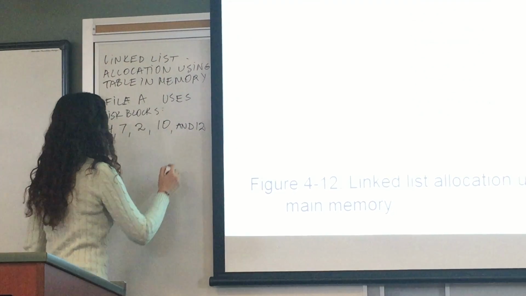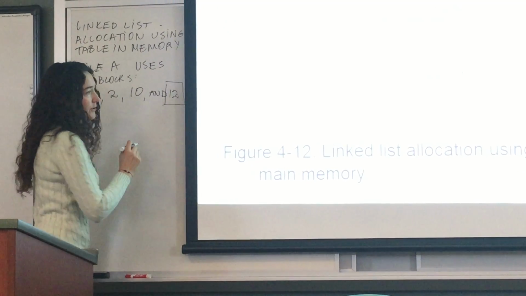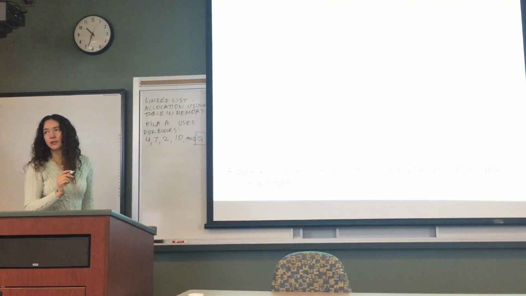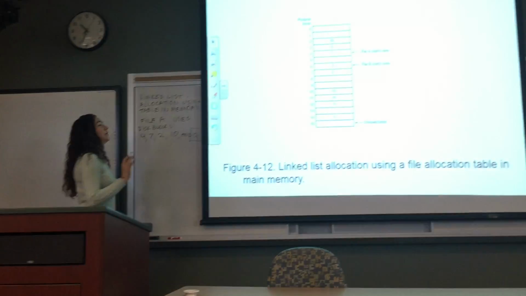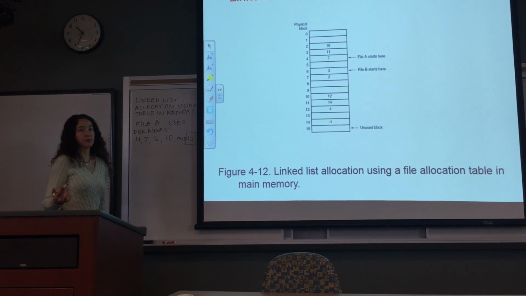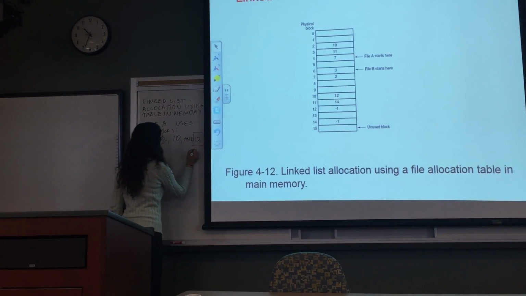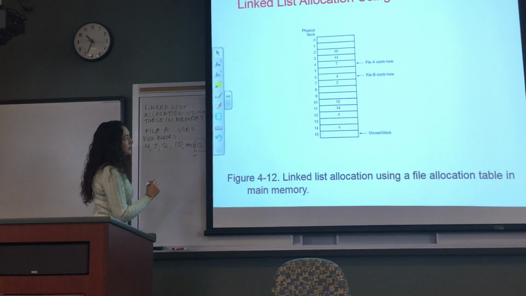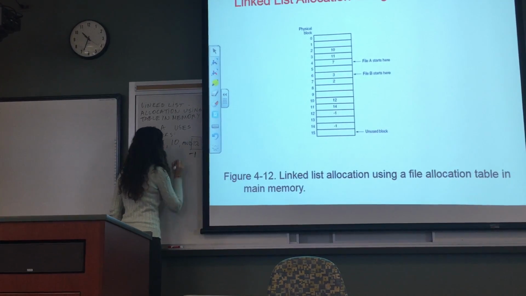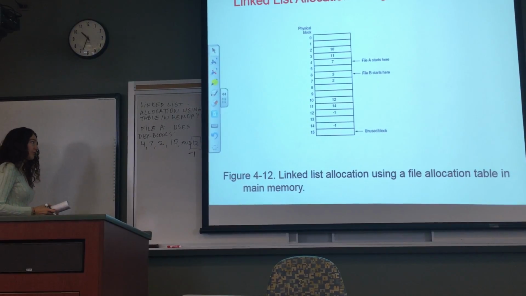The last piece will have a null pointer according to our linked list allocation scheme. So the last block has a null pointer which indicates that there are no more blocks to follow. So in the last entry in our file table we will place a -1 for the pointer to indicate there are no more blocks to follow.